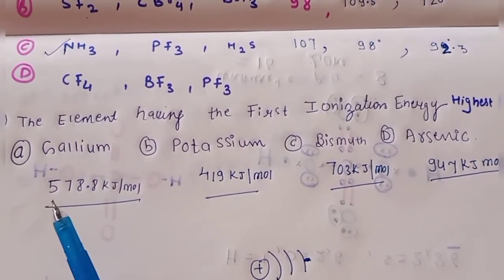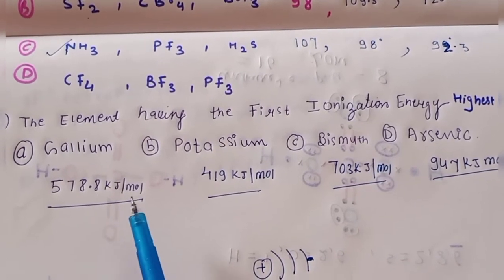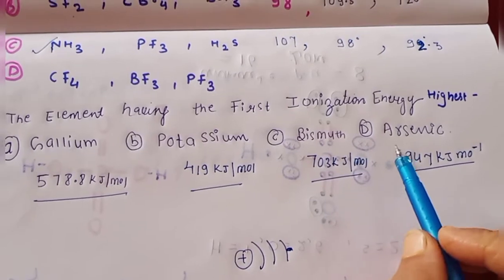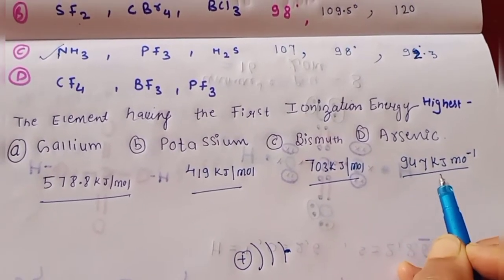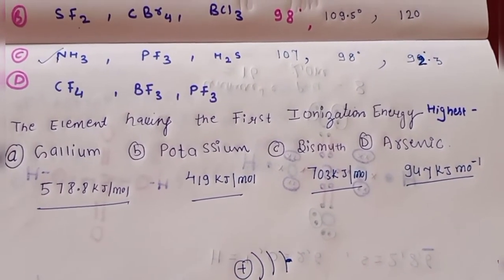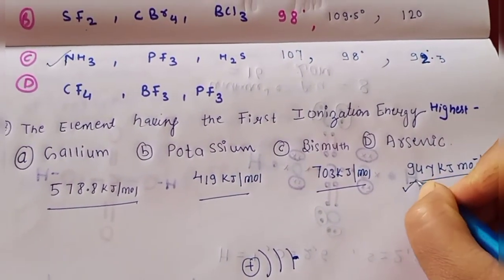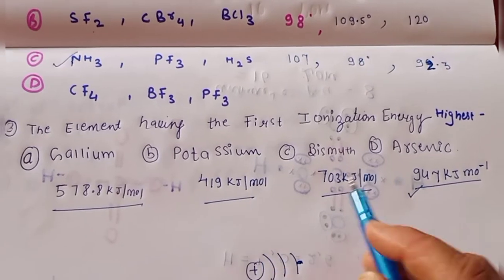For gallium it is 578.8 kilojoule per mole, potassium 419, bismuth 703, and for arsenic it is given 947. So which has the highest energy? You can just check from these values. It's arsenic. So the correct answer will be arsenic.